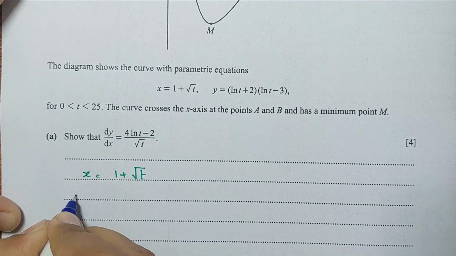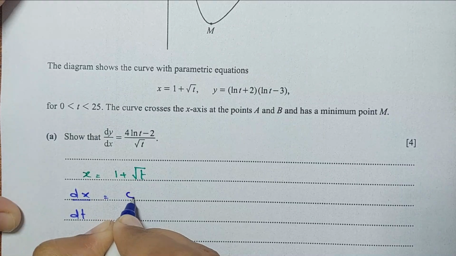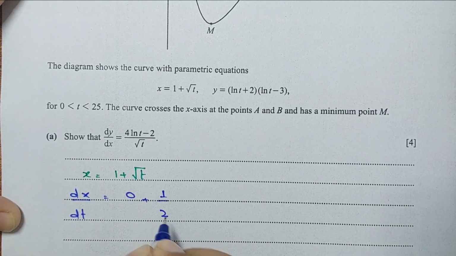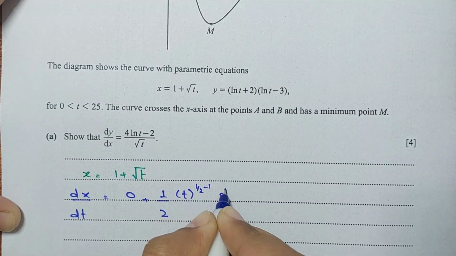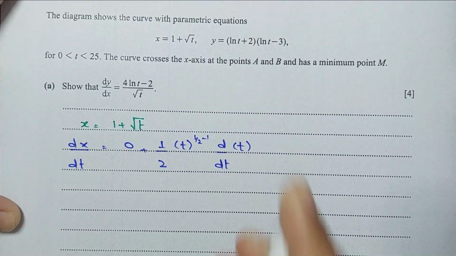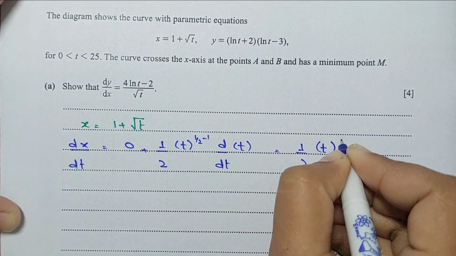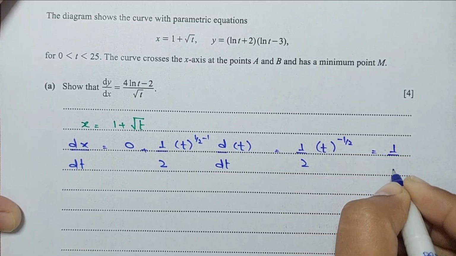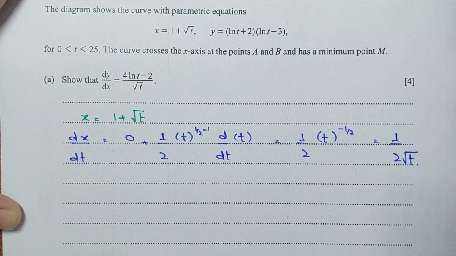dx over dt: the derivative of 1 is 0, and the derivative of square root of t is 1 half. First write down the power, then the base, then power minus 1, and the derivative d by dt of t is just 1. So here we have 1 over 2, and t to the power 1 by 2 minus 1 is minus 1 by 2. So 1 over 2 with the square root of t in the denominator.